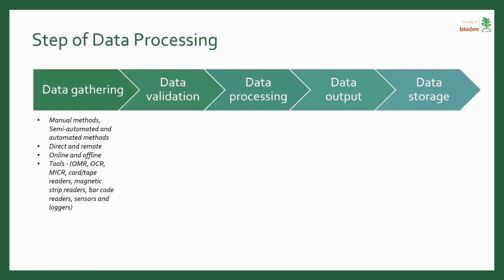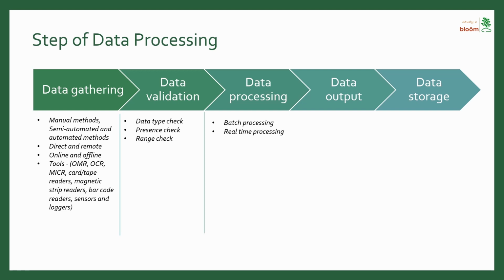Then after we gather the data, we have to validate data. We have to check the data type, presence, and range. For example, there can be mandatory fields in a form. For example, we have to give the telephone number. We have to check whether it is entered. Maybe we need some data type checks, like whether the date format is correctly followed, whether it's a valid date. For example, we don't have 30th in February, so like that we can validate data.